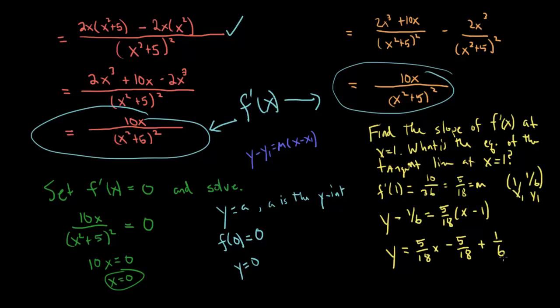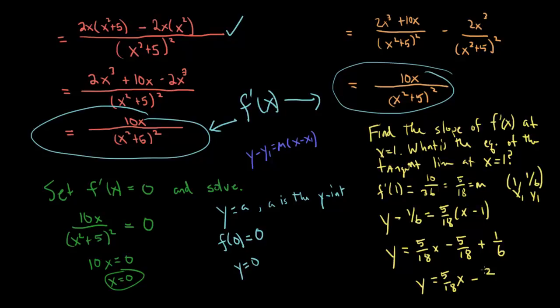Now let's combine those two constants. So we'll have y equals 5 over 18x. Now let's add these. Since we're out of room here, let's get a common denominator and add these. What's the common denominator? I think it's going to be 18. So to get 18 right here, I need to multiply by 3 over 3. And in that case, I'll have 3 over 18 plus negative 5 over 18. So I think that ends up being negative 2 over 18.